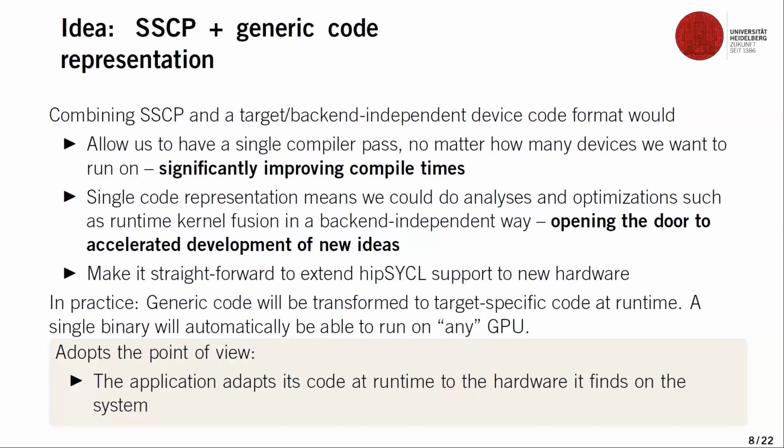So this is our idea here. We combine SSCP with a generic code representation. And this means that we only need to parse the code a single time, no matter how many devices we ultimately need to run on. And this potentially can significantly improve compile times. At the same time, it also means that we can do analyses and optimizations and also implement new features such as kernel fusion in a way that is backend independent, which allows us to accelerate development.